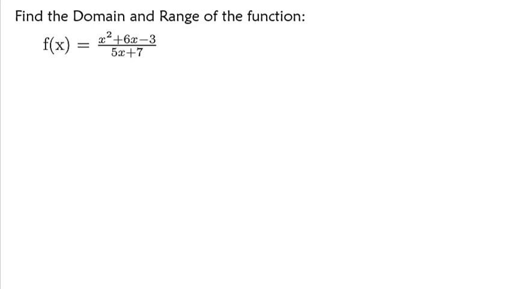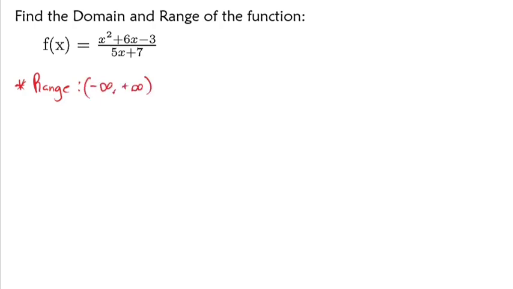So find the domain and the range of the function f of x equals x squared plus 6x minus 3 over 5x plus 7. Alright, so the possible output for this function, which is the range, is everything from negative infinity to positive infinity.